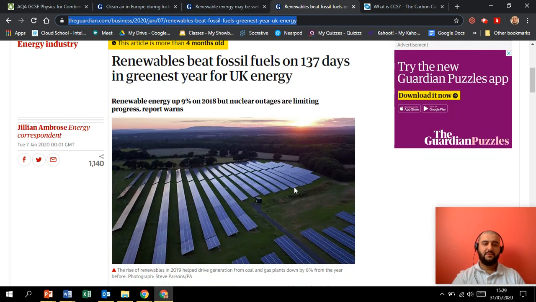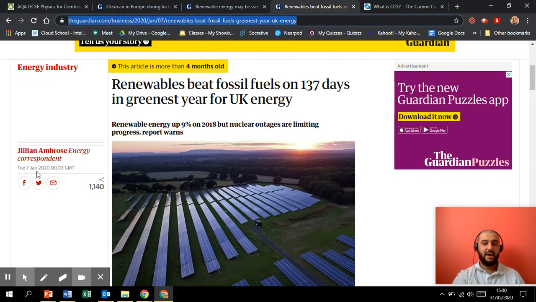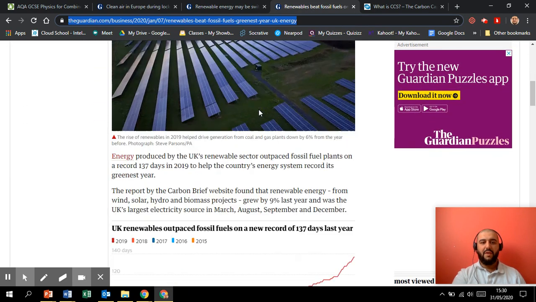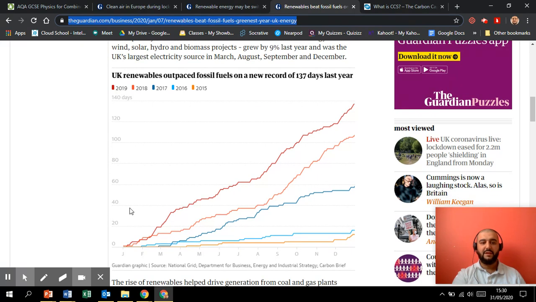In terms of the usage, if you recall the very first slide that I showed you, over 70% of reliance around the world was on fossil fuels. But actually, in the UK, it's a very different story. This is an article from January, and it says that renewables beat fossil fuels on 137 days in greenest year for the UK. What that basically means is that in 2019, for 137 days, we produced the majority of our energy from renewable sources as opposed to the fossil fuel power plants.